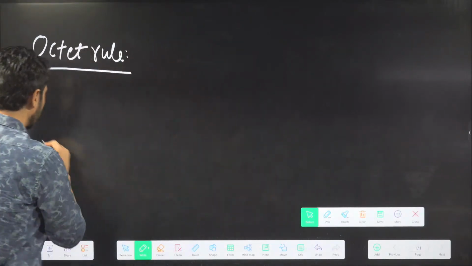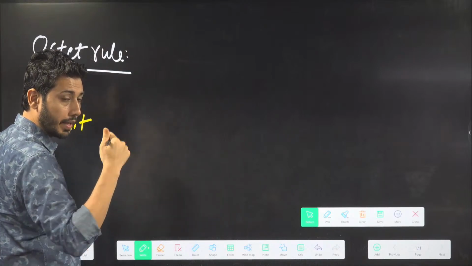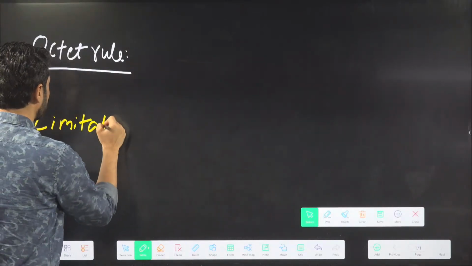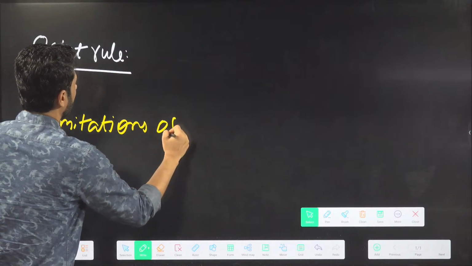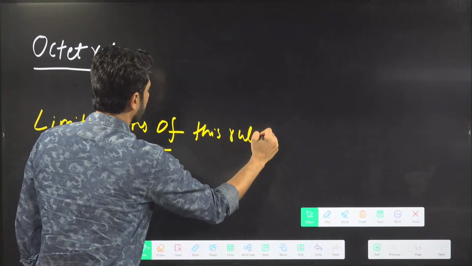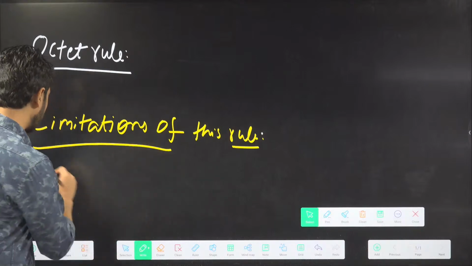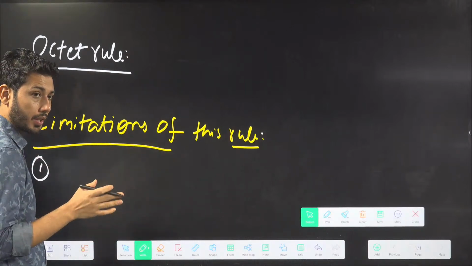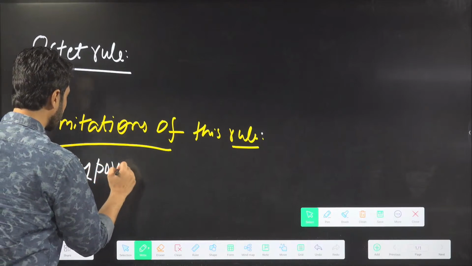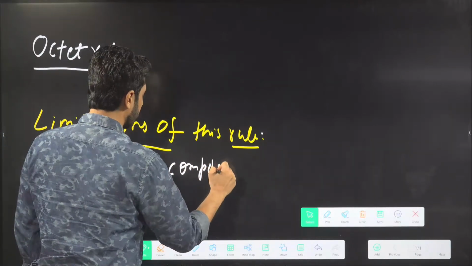Now directly go to the limitations of the octet rule. We are not discussing the in-between part. That's why I'm saying keep on underlining the portion we are doing. With time it will be covered. Limitations of this rule. Okay. First limitation, what is given? Some compounds exist which are electron deficient compounds, which are named hypovalent compounds. Hypovalent compounds exist.